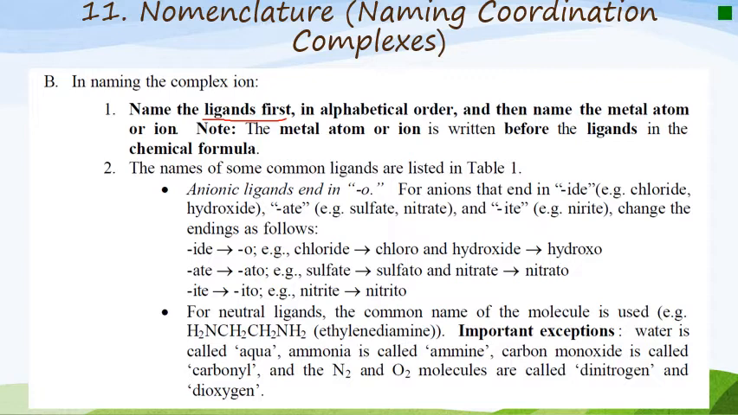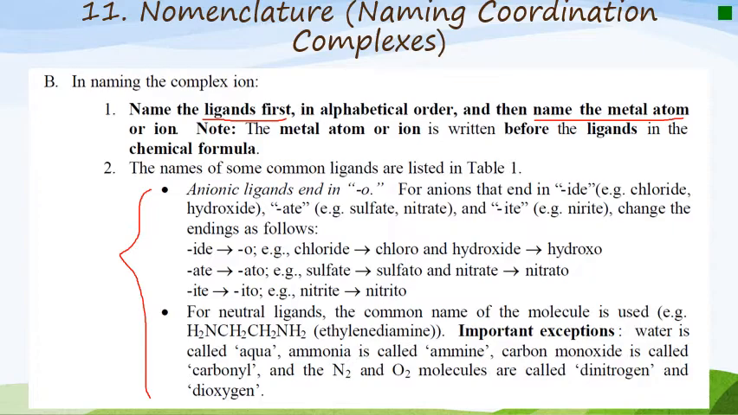Then you place the name of the metal atom second, okay, and if the metal atom or ion is written before the ligands in a chemical formula, then there's some rules that you also need to follow. So I'm going to not read through everything because you can do that. So you just follow these rules, read through all of them, and there are quite a few, and then we'll get on to some examples.